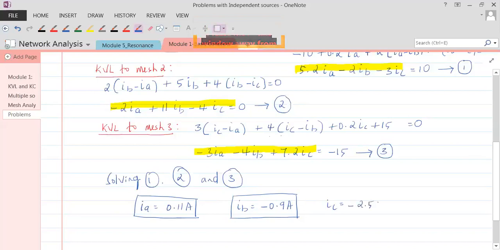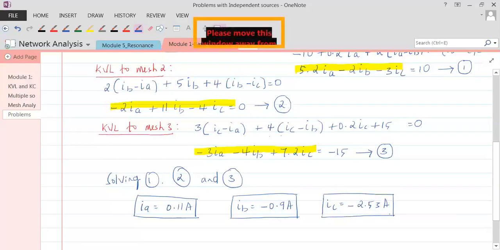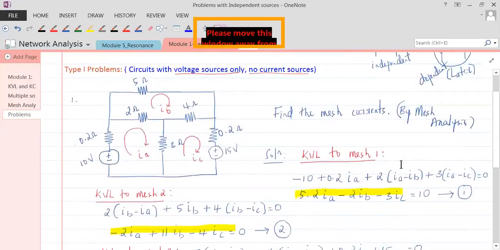Minus 2.53 amps. Those who don't know how to calculate this using the calculator, please learn. It has been given. It's very easy. Do it for one. There are 2 types of calculators. One is the old version, another one is the new version. They are a little different. Both the videos have been posted. You can go through them and learn if you don't know. Fine. Let's move on with the next.